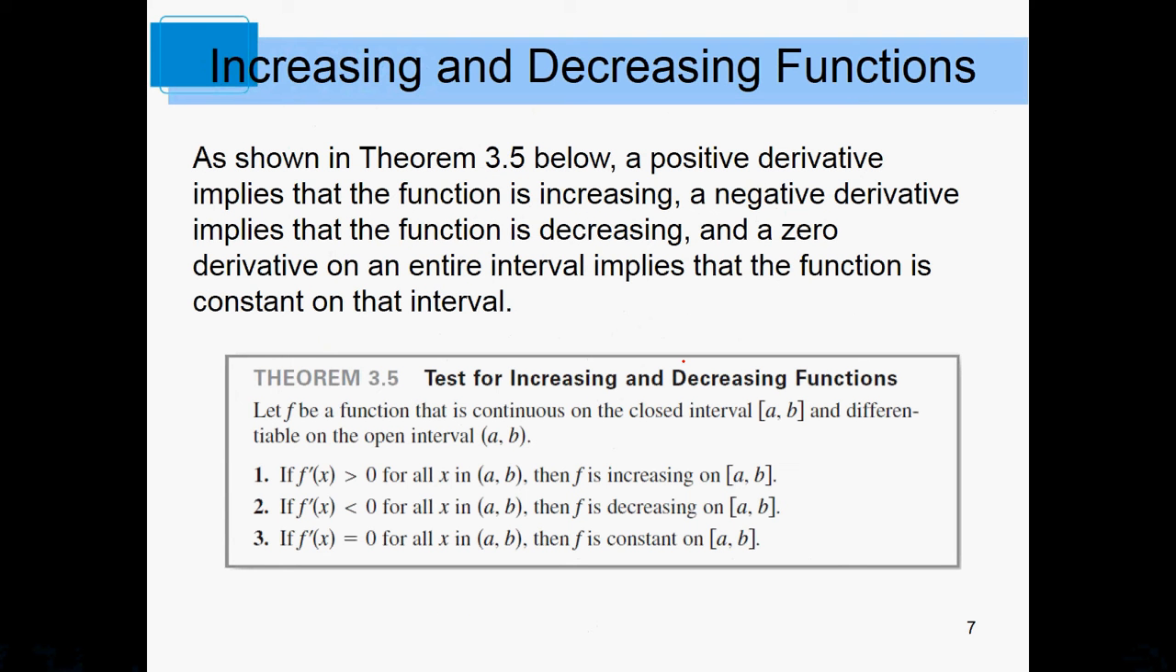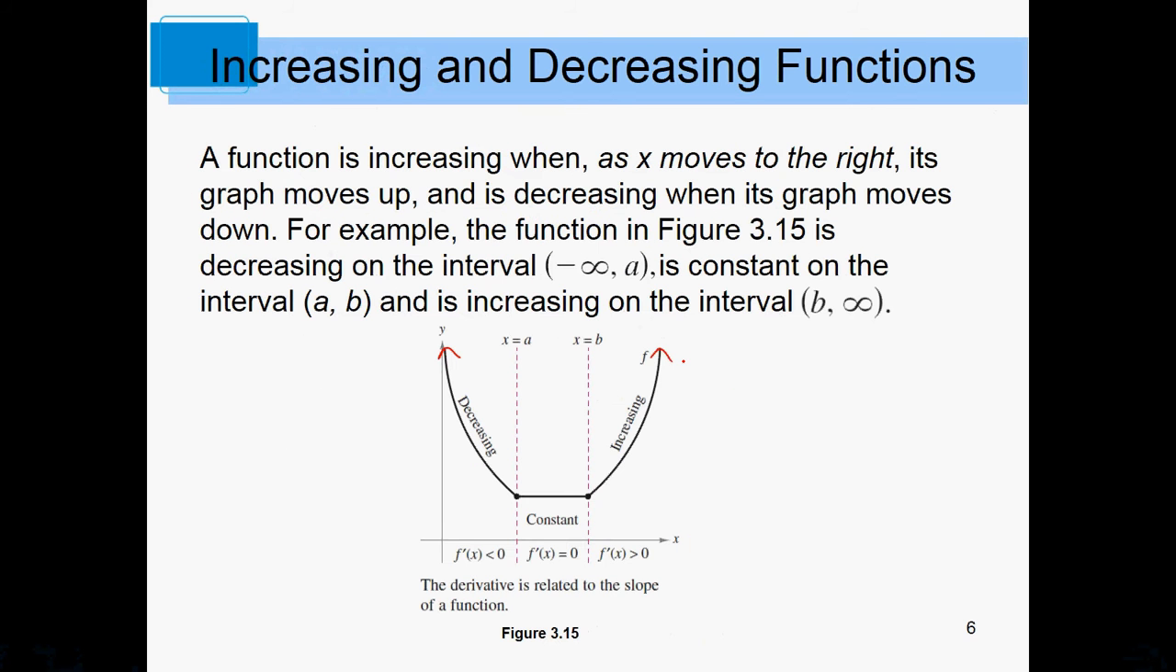All right, so the test for increasing and decreasing functions. Let's look at these functions here. If this function is decreasing on the left-hand side, if I pick a point and I draw that tangent line, what direction is that line going from left to right? It's going down. No matter where I draw my tangent line, if the function is decreasing, that tangent line is always going down.